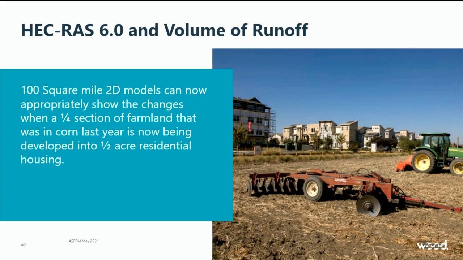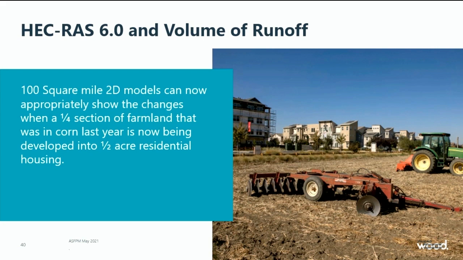One of the things that always bothered me associated with our RAS5 models was that because you're averaging that excess rain on grid across the whole watershed, one could actually go in, take a 100 square mile watershed, take a quarter section, 160 acres of farmland that was corn, change it to half-acre residential housing, and not even move the needle associated with that excess rainfall value that we're applying across the whole 100 square miles.